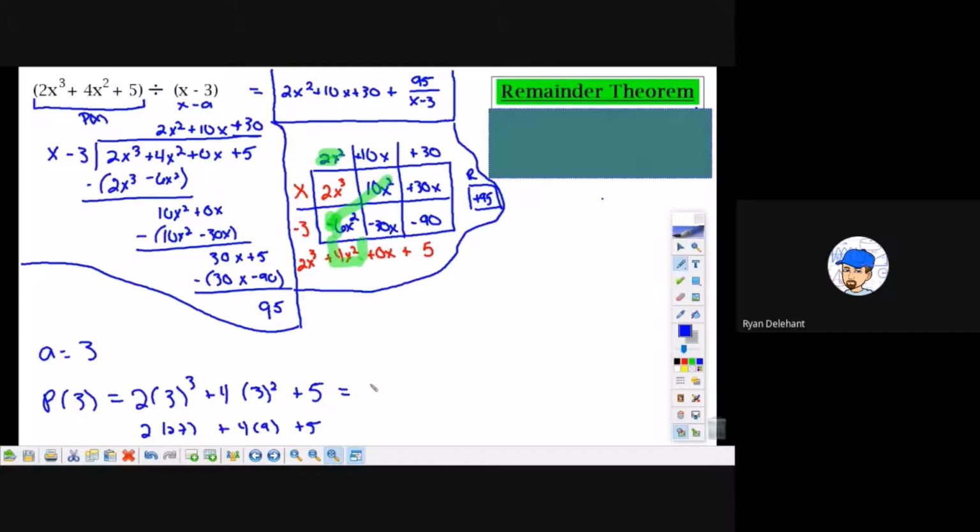40, 54, right? What'd you get? I think I did it wrong. What was your final answer? 54 plus 36 is 90, plus 5 is? Yeah, that's not right. How does that relate to the divisions? There's your remainder.